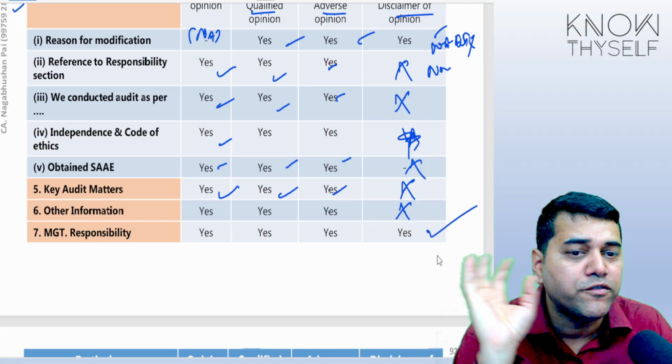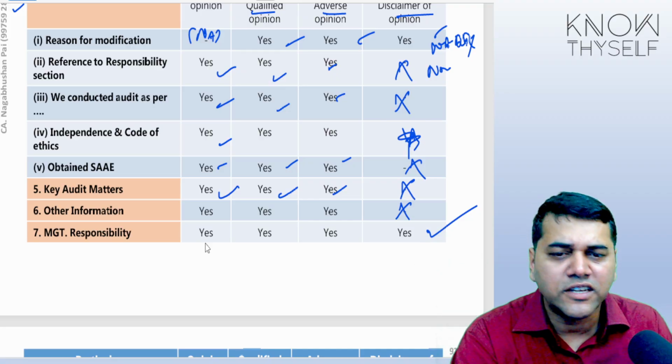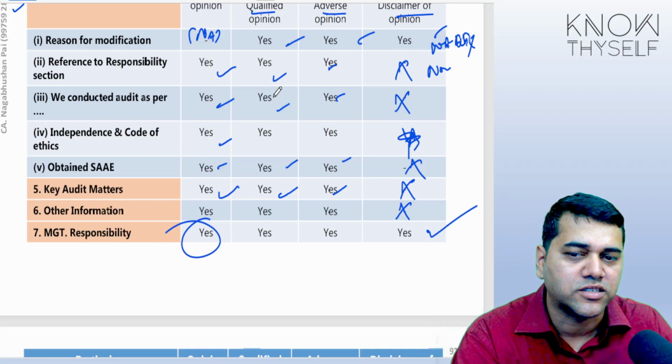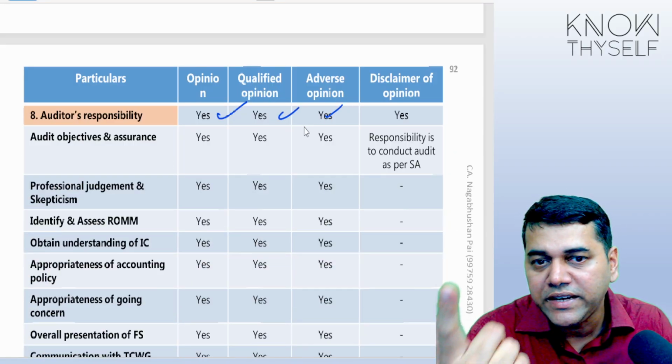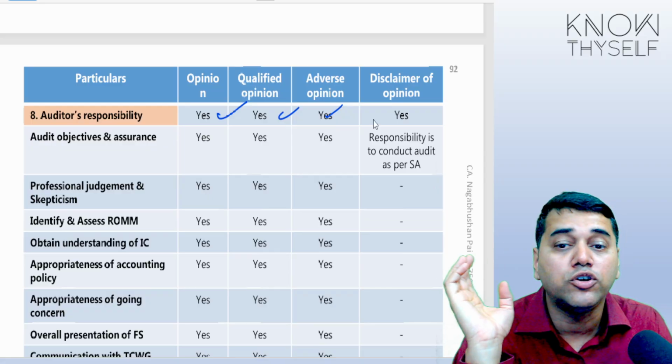Should you talk about management responsibility? Yes, same for everyone. Why we didn't disclose? That's why it's same. Already in SA 700 we discussed. Should you talk about auditor's responsibility? Same for all the 3. That's why we didn't discuss. Only for disclaimer it's going to change.